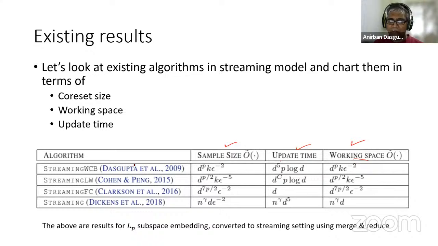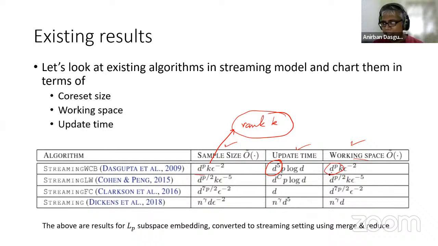And we had a set of algorithms back in 2009 that create coresets of size d to the p k epsilon square, because when we want to do a rank decomposition of the tensor, the coreset size that you need to keep is d to the p times k times epsilon square. Update time is pretty large, d to the 5, right? And the working space also is significant, d to the p times k epsilon square.